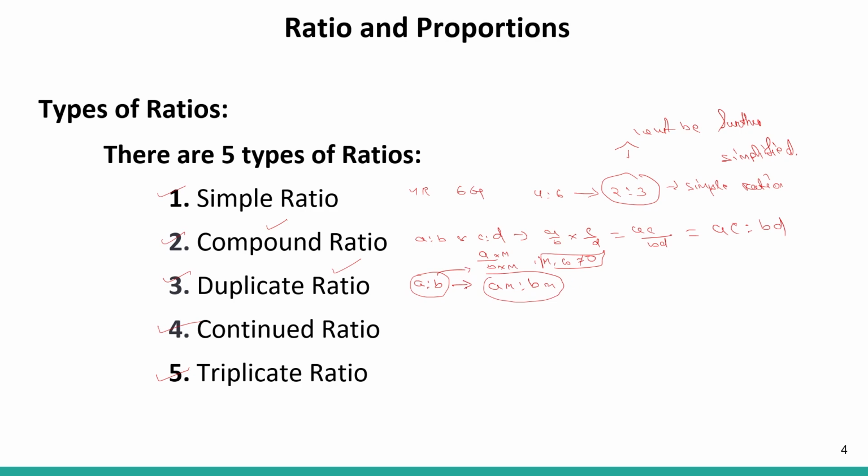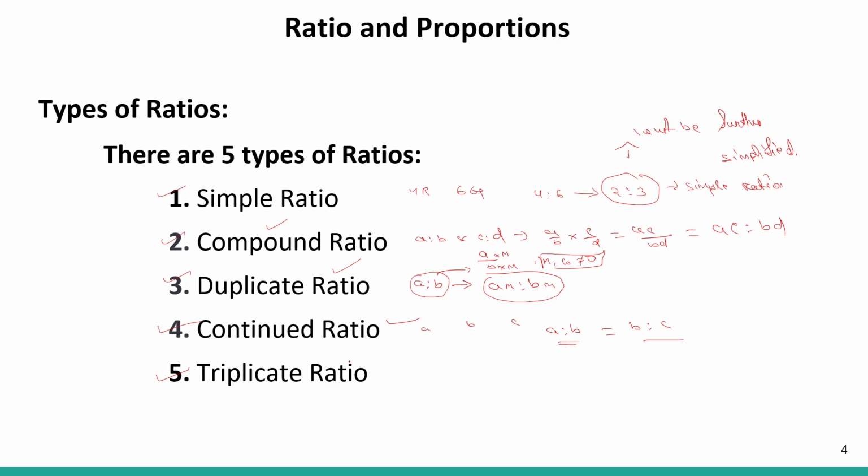Then we also saw what continued ratio was. If you have 3 quantities like A, B and C, and A is to B is the same as B is to C, if they are connected in this way, then we say that their ratio is a continued ratio.